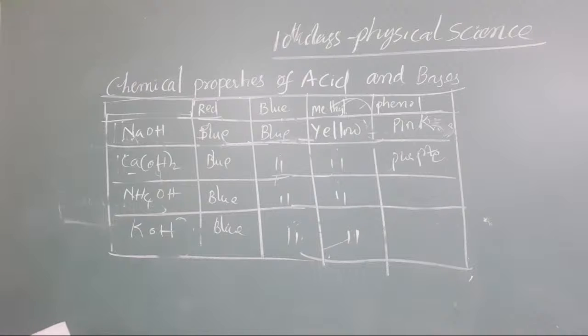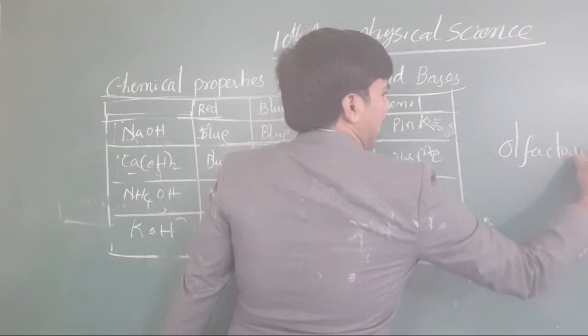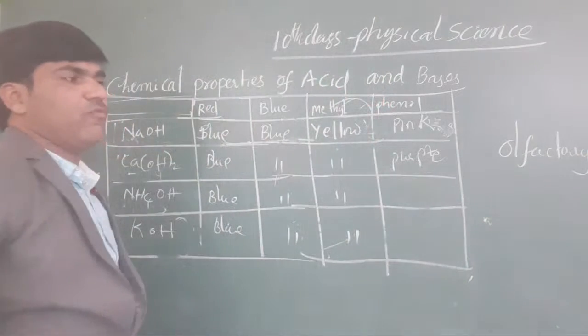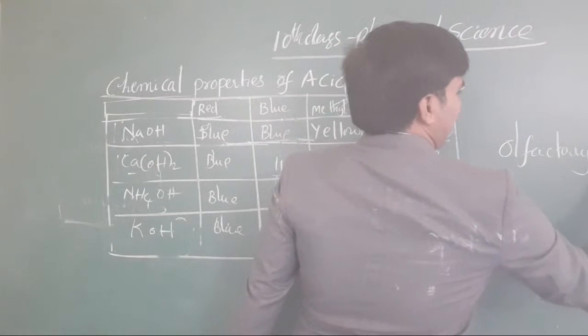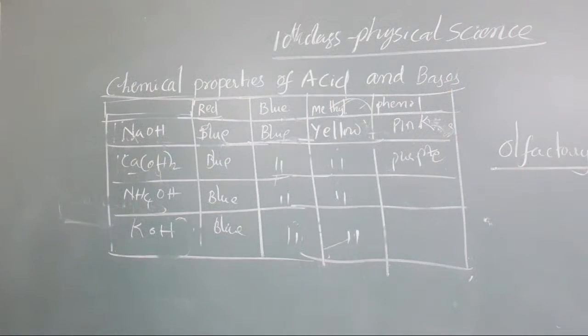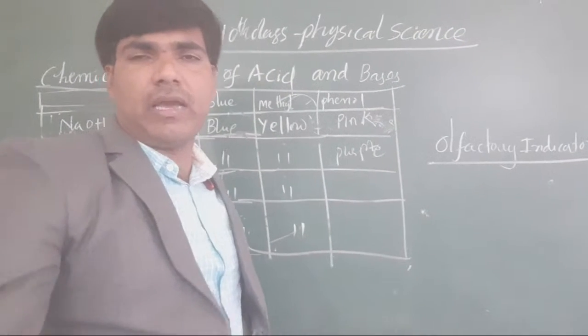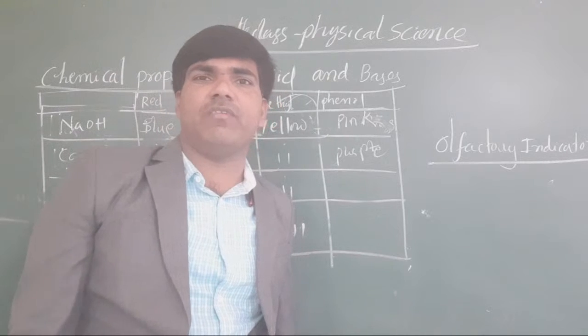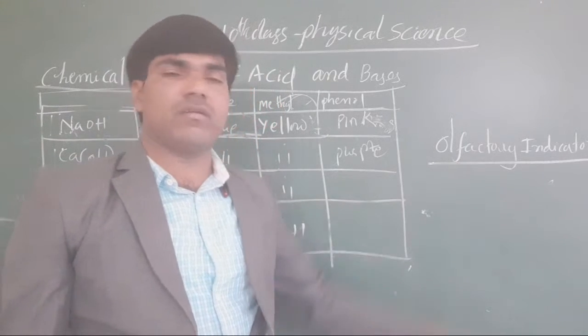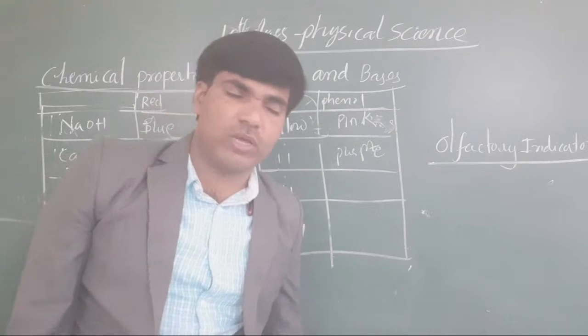And next, these are called what? Based on the smell, they are called olfactory indicators. It's very important, all the students. Which one is called olfactory indicators? Those which are recognized by the odor of acids or bases are called olfactory indicators. This is today's class, students.